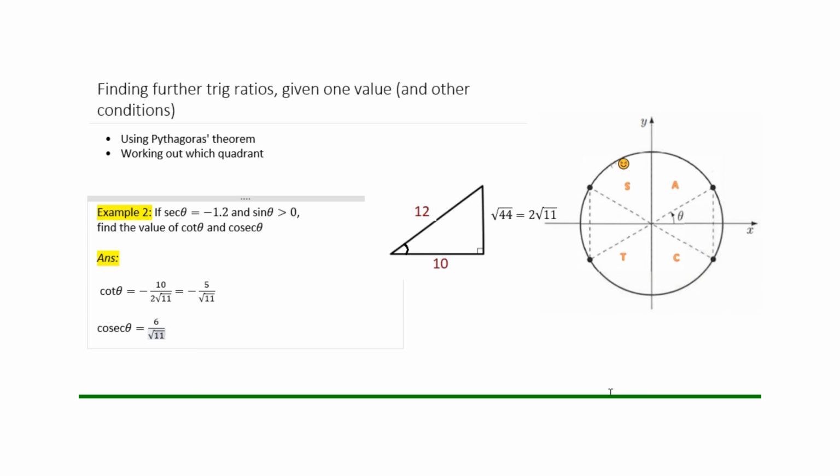Okay, so again, try to use Pythagoras theorem to work out the third side of the triangle. Work out which quadrant. And if you have to use ratios such as sec, cosec, and cotan, work out which ratio is related to it. Is that sine, cosine, or tan?